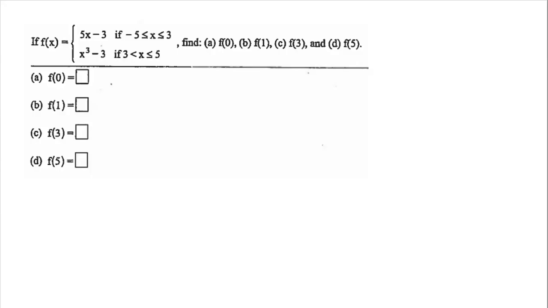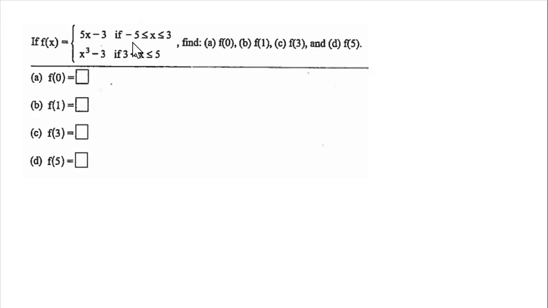Okay, so this is a family review problem under piecewise functions. Piecewise just means you're putting pieces of the graph together, right? So in this case, we need to look at, in particular, what these numbers in the parentheses mean, and this has to do with the defined part of the function.